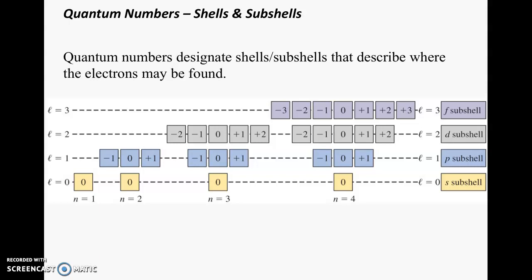And so you can see in this chart in the lower left-hand corner, when n equals 1, then we have L equaling 0, and each of those n values has a situation where L equals 0. For the second row of the periodic table, L can equal 1, which means that m sub L can be minus 1, 0, or plus 1, like we talked about. Those are called p subshells, and I've got some pictures coming up of that.